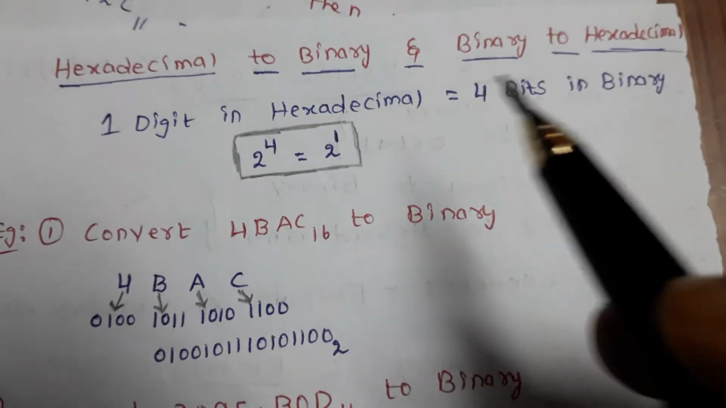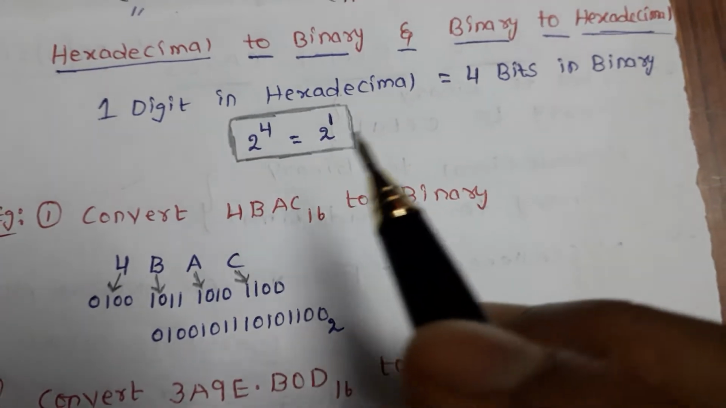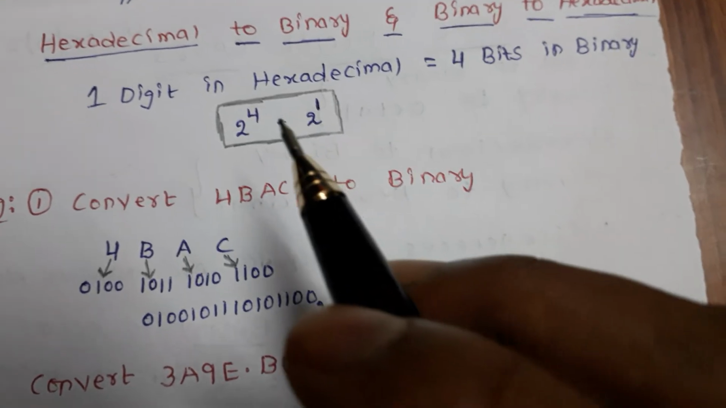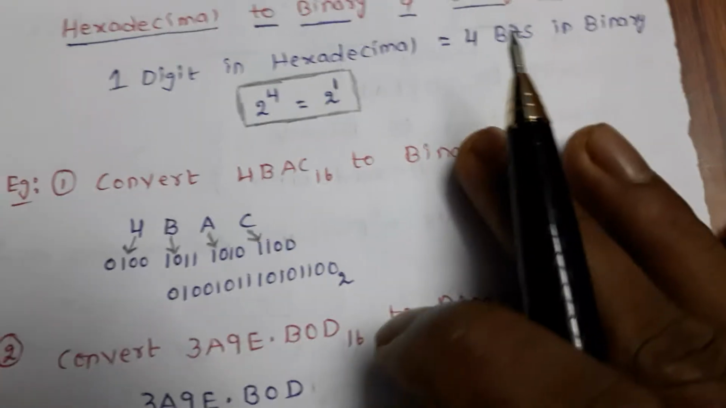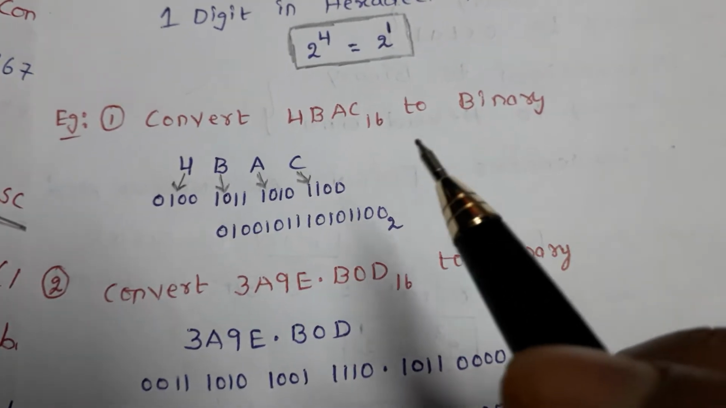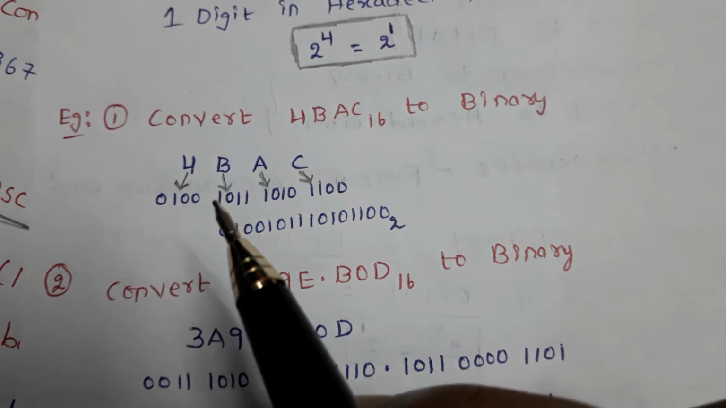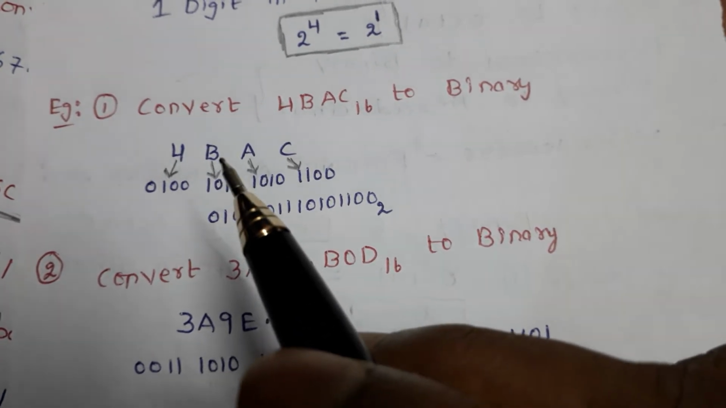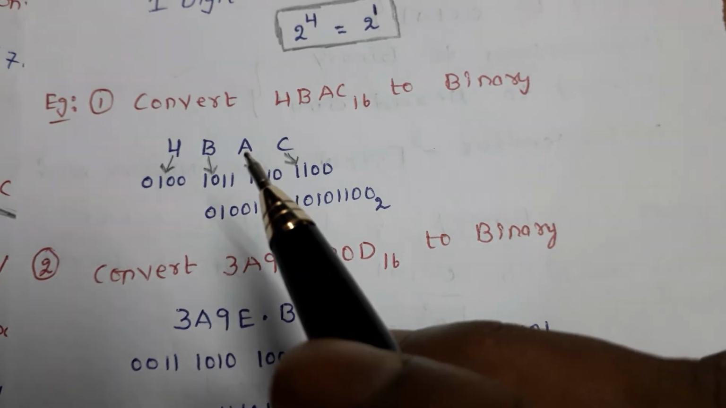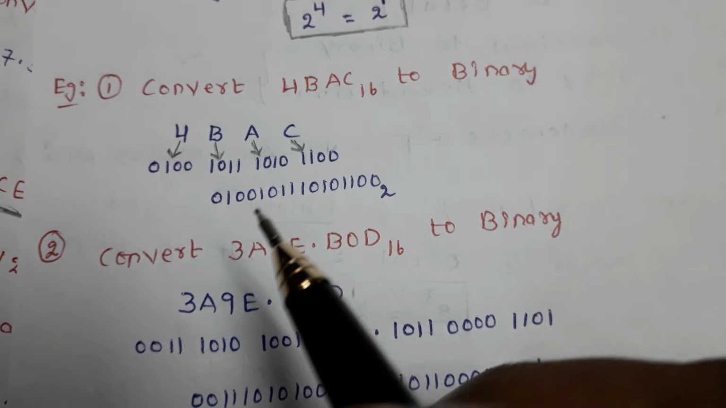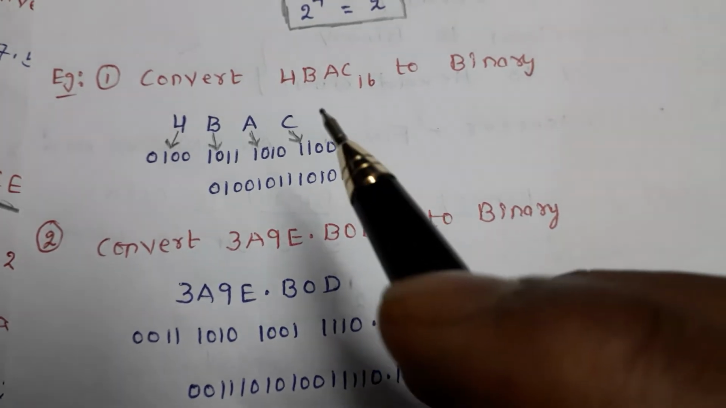Similarly, we are going to see hexadecimal to binary and binary to hexadecimal. One digit in hexadecimal is equal to 4 bits in binary, since 2 power 4 is 16, that is hexa, and binary is 2 power 1. Then observe this example: convert 4BAC base 16 to binary. Now 4 can be written as 0100, since one digit in hexa is equal to 4 bits in binary. B, which is equal to 11, therefore 1011. A, which is equal to 10, 1010. C, that is equal to 12, 1100. By clubbing all this, we get the binary equivalent of 4BAC.